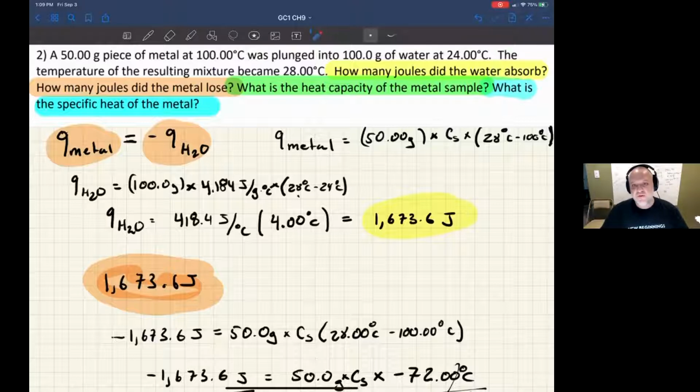But here's a question that actually asks you four different things. How many joules did the water absorb in this situation? We've got some metal, and the metal is plunged into some water, and they're going to reach a thermal equilibrium. And it's asking you, how much energy did the water absorb? How much energy did the metal lose? What was the heat capacity of the metal sample? And what is the specific heat of the metal sample?